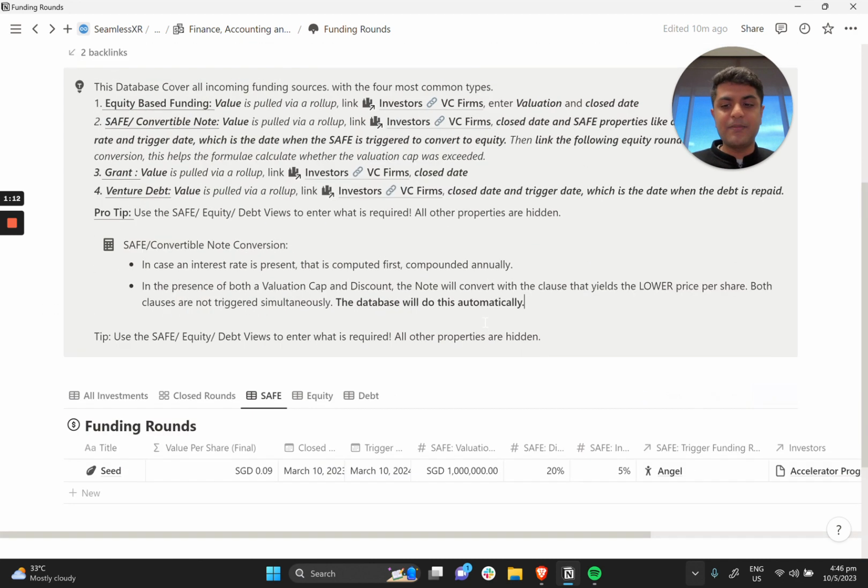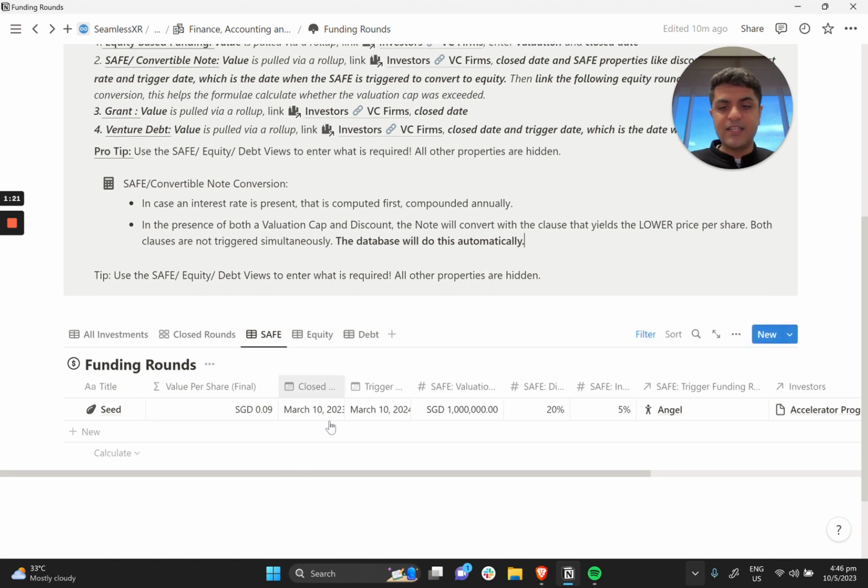So what this database is doing in terms of the formulas that I've integrated is it's doing all of this calculation for you. All you have to do is you enter the close and trigger date. So the close date is a date where you close the round. The trigger date is when the round triggered. Usually a safe will trigger based on an external funding round, which is at a future stage.